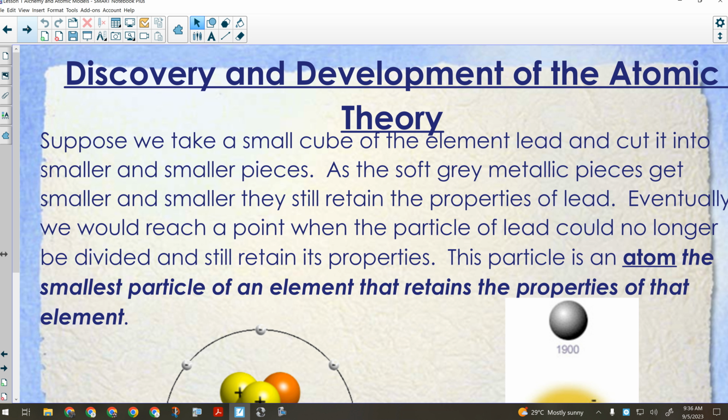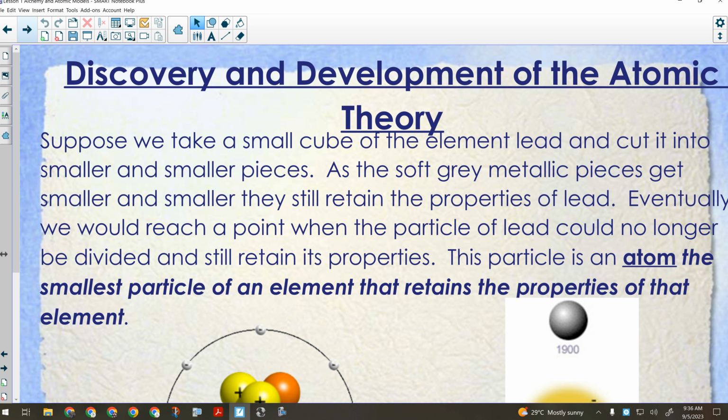Now, the idea of the atom is that it is the smallest form of an element that can exist and still retain the properties of that particular element. So if I have an atom of lead and I have an atom of oxygen, they are going to look different.